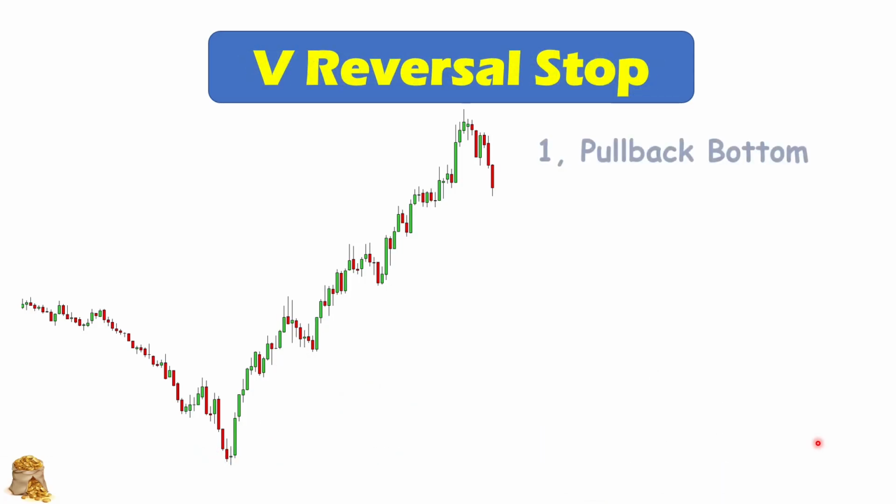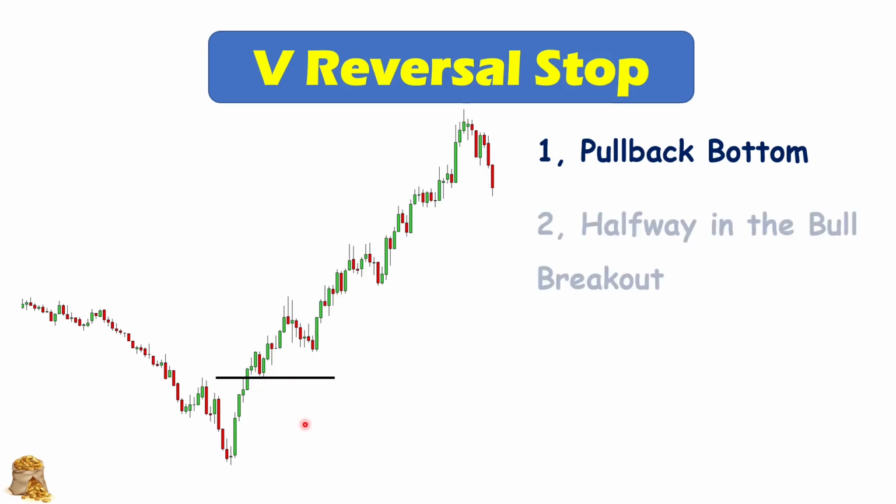In terms of the V reversal stop, there are a few options. The first one is, if you assume this is the pullback bottom, you can place the stop at the bottom of the pullback here. However, the thing is, the market might not go up right away, so it could really get you stopped out here. Second, you can put it at the halfway of the bull breakout here. Basically, if the market reverses back half or 50% of this whole breakout, it might not be a very strong market. So it's possible that the uptrend will end, or it is not a real V reversal.